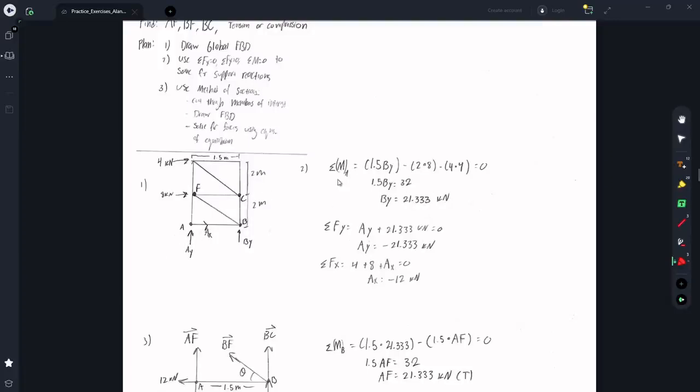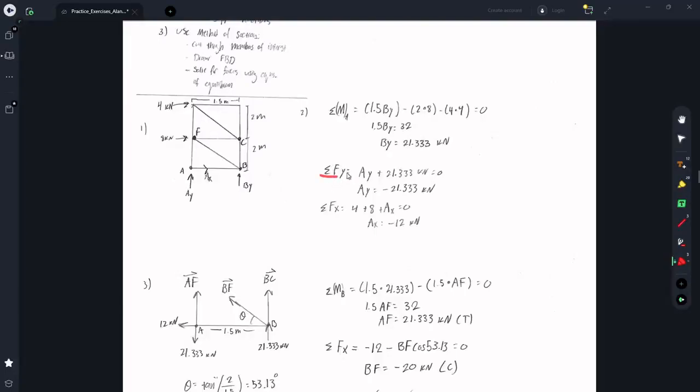So since we have three unknowns, we're going to start with a moment, and I did the moment at A since that's where we have two unknowns. Doing that, the first moment is this distance 1.5 times the force By, and because that is counterclockwise, it's positive. The second moment was this 2 meters times this 8 kilonewtons, which is clockwise, so it's negative. And then 2 plus 2 times 4 kilonewtons for the final clockwise or negative moment here. Summing all of them together, we can solve for By, which was basically 21 and a third kilonewtons.